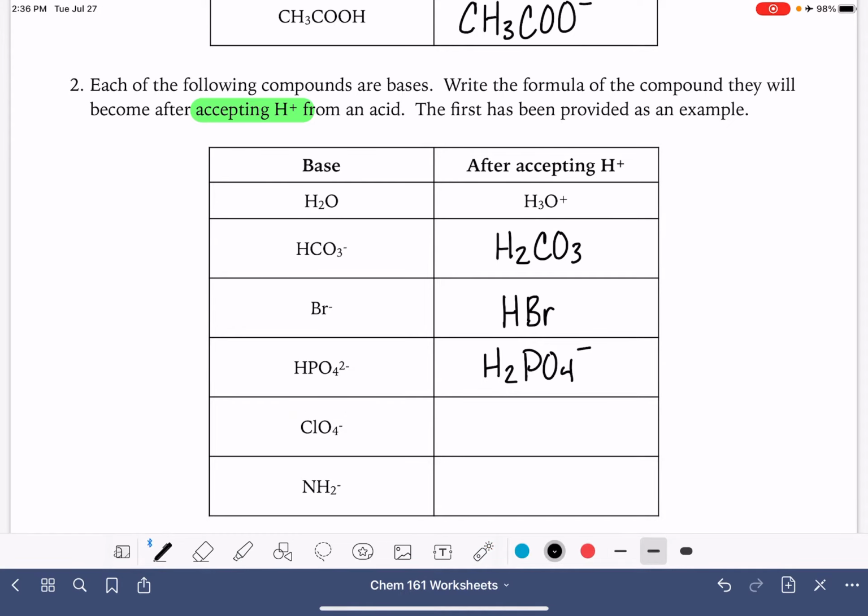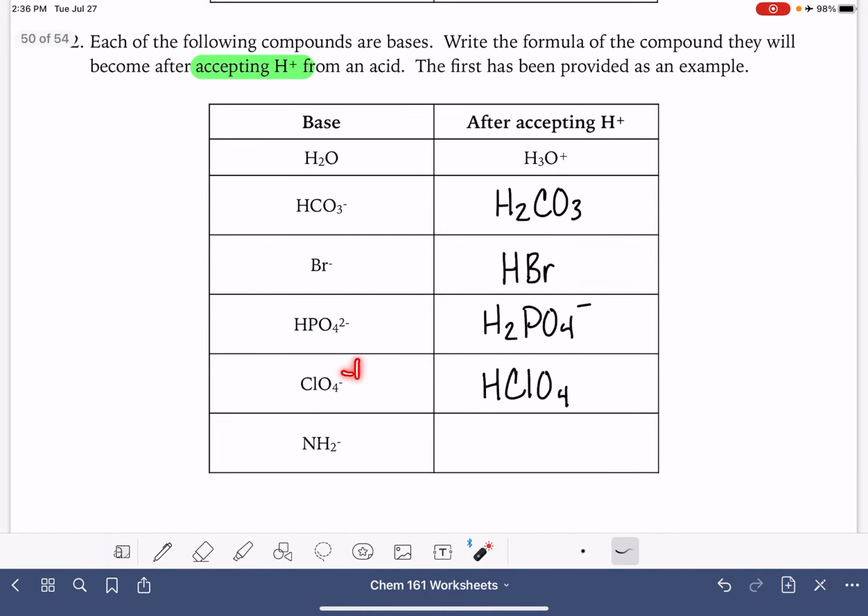ClO4-, there are no hydrogens, and conventionally we're just going to put the hydrogen at the beginning of the formula, HClO4. Negative charge, when we add positive to that, it's going to make a neutral molecule. And then last but not least, NH2-. Let's put that hydrogen with the others, so we have NH3. We're starting with a neutral molecule.